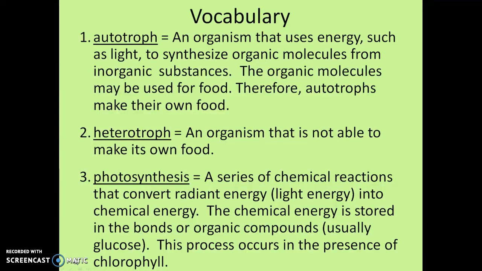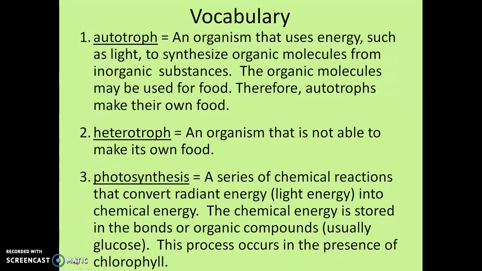To go through the vocab words, your vocab quiz will be coming up soon. Word number 1 is autotroph. And an autotroph is an organism that uses energy, such as light, to create their own food. So I think automatic, and these guys automatically make their own food. So these would be like plants and certain bacteria.